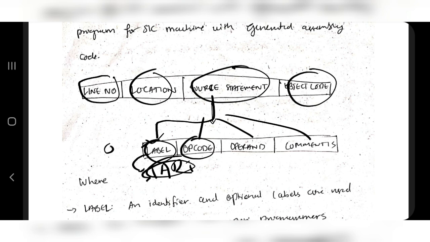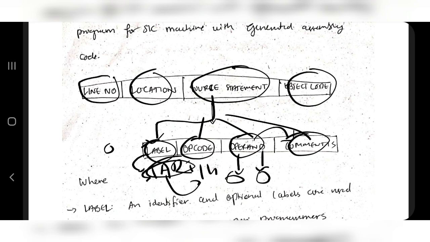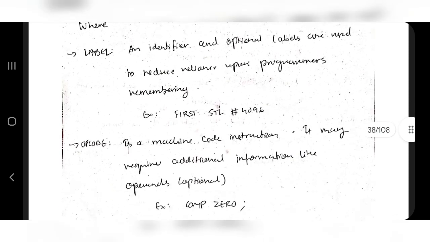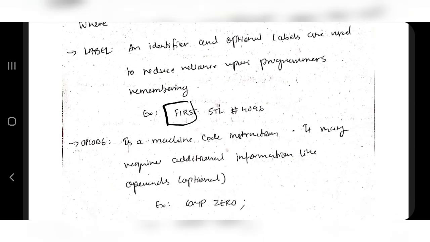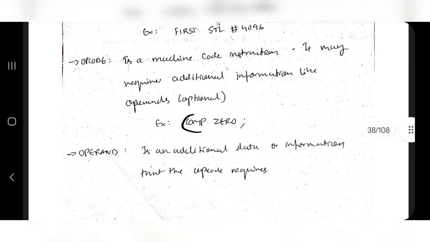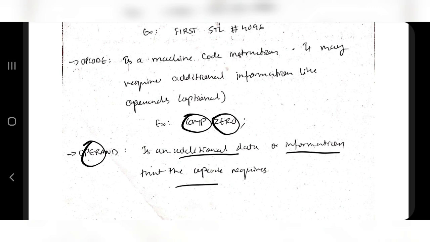Okay, and the operation code will be there, the numeric value for that label, and the operand, meaning what we are performing the operation upon, and the comments are used for explanation purposes. So in this example, first is the label, and this is the opcode, and this is the operand. The opcode is this one, like COMP, and 0 is nothing but the operand. The operand is just the additional data upon which the operation is performed.